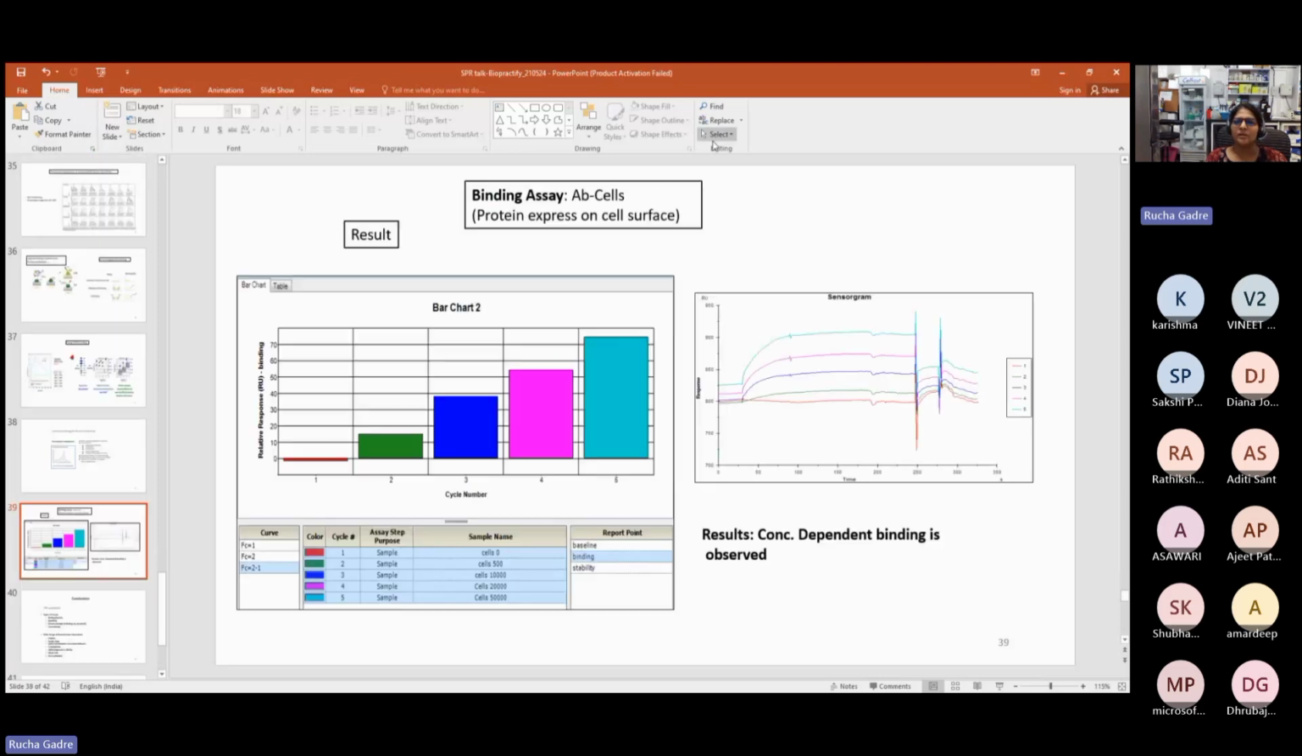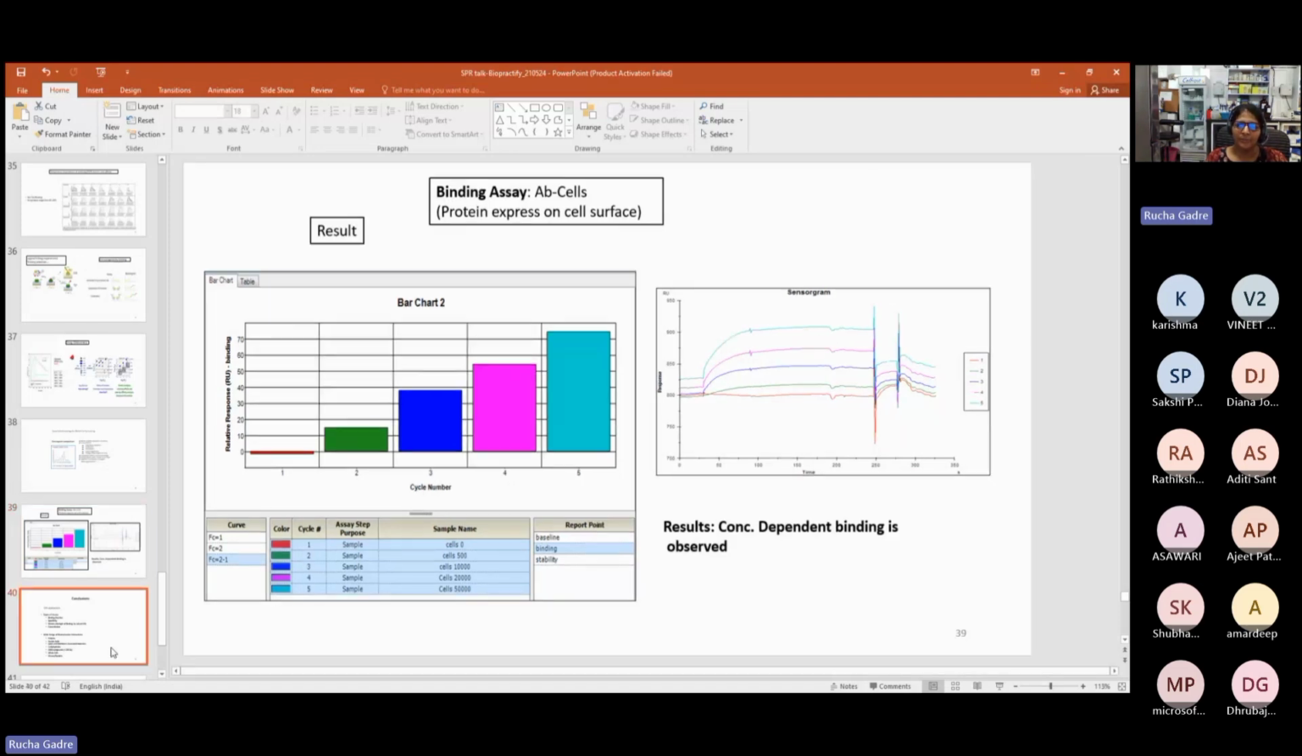Now, this is a study we have done in our facility, with an antibody and whole cells. The antibody was immobilized and whole cells were passed. There was a protein expressed on the cells, and we have seen concentration-dependent binding. It was only a binding study. So these are all the applications that can be done by exploring biomolecular interaction using SPR.